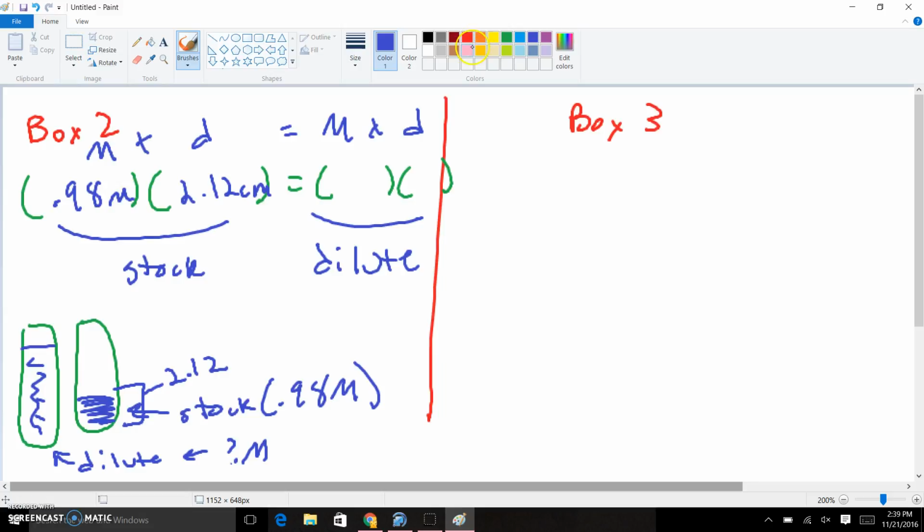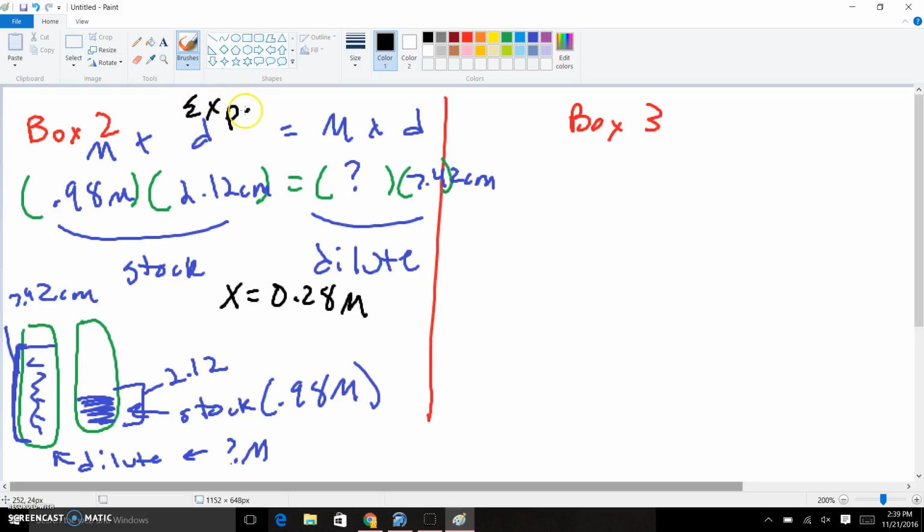Then on my dilute side, this distance here was a total of 7.42 centimeters. 7.42 centimeters. And I want to find what the molarity of my dilute solution is. So I'm going to push numbers in my calculator, and my calculator gets that question mark, or I'll call it X, is equal to 0.28 molar, or molarity is 0.28. So that's how we measured it in the lab. So this is going to be what our experimental values are.